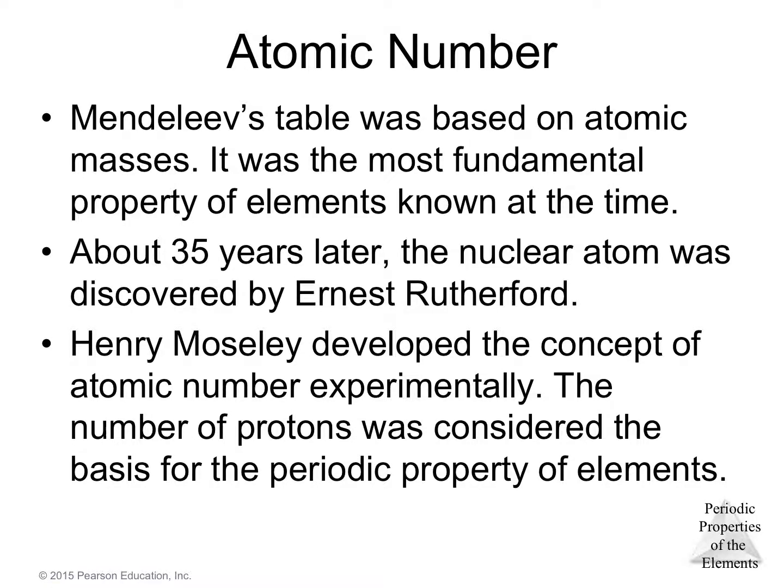As I mentioned before, Mendeleev's table was based on atomic mass because that's what they knew the most about at the time. About 35 years later, Ernest Rutherford discovered the nucleus. That changed our thought quite a bit about the atom. So Henry Moseley came along, and he's the one who is given credit for our current periodic table. He's the one that said we should arrange this by atomic number, by the number of protons.